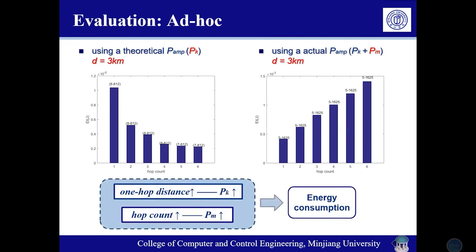It's not difficult to see that, under the condition of theoretical parameters, the energy consumption of the network is mildly affected by the transmission power. Therefore, as the number of hops increases, the transmission distance of one hop decreases, and the overall energy consumption of the network also shows a downward trend.